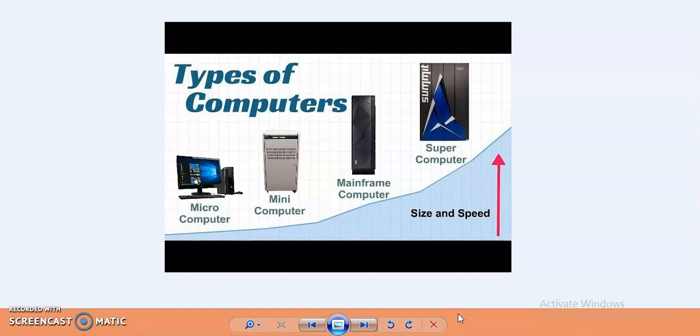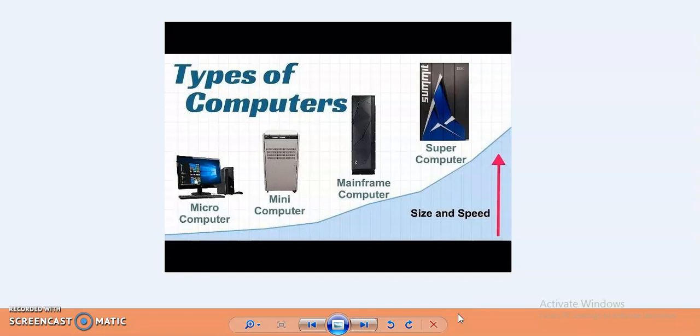Second is mini computer. You see, the microcomputer is a regular computer that we use in our day-to-day life. Then we have a mini computer used for making a workstation. Actually it is not a special computer, but out of a microcomputer we can make a mini computer by adding more powerful processors and storage.